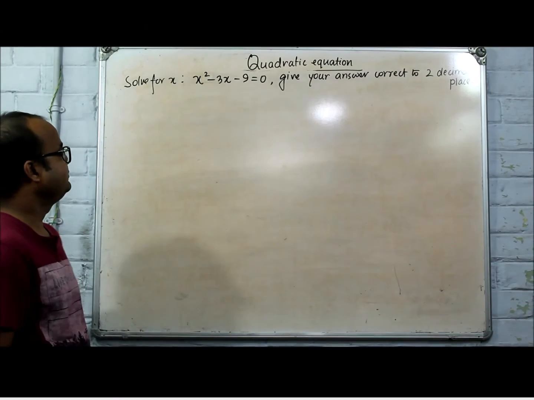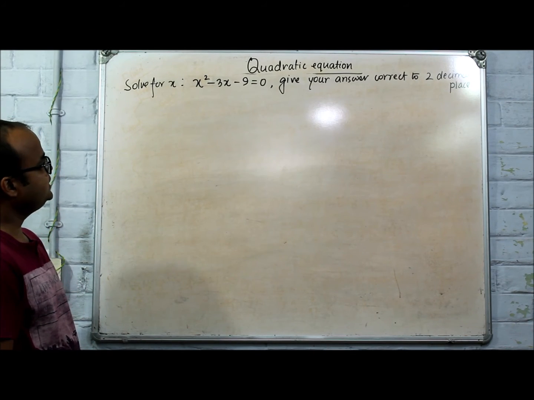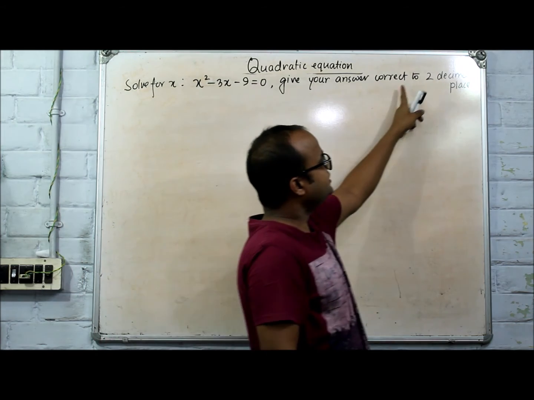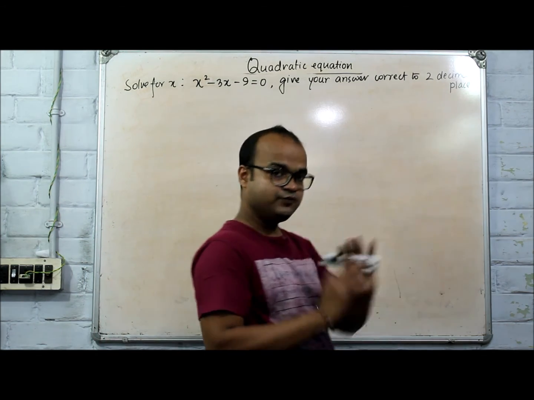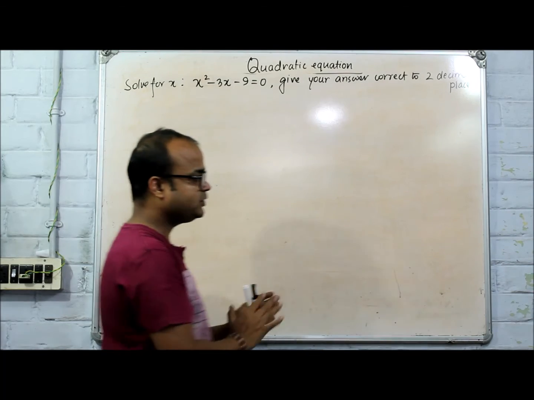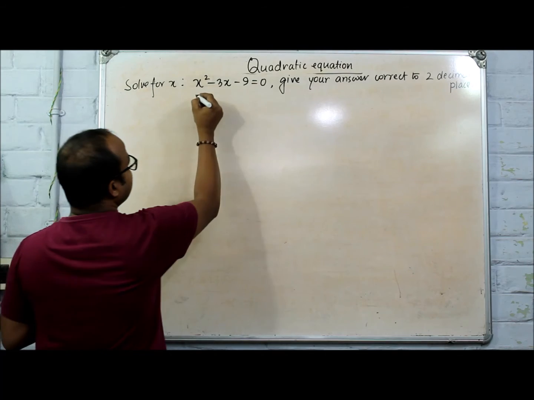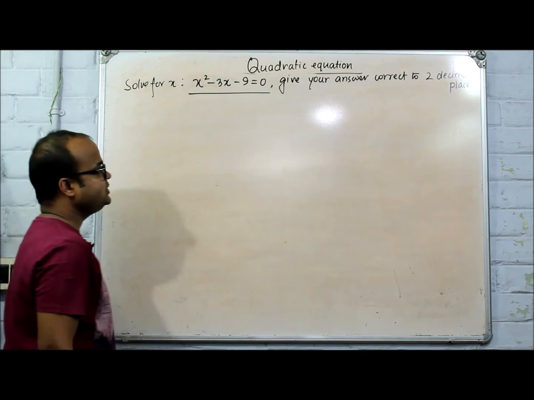Let us solve this problem. x square minus 3x minus 9 is equal to 0. Give your answer correct to two decimal places. So first we solve the problem and then I discuss this part. So x square minus 3x minus 9 is equal to 0.